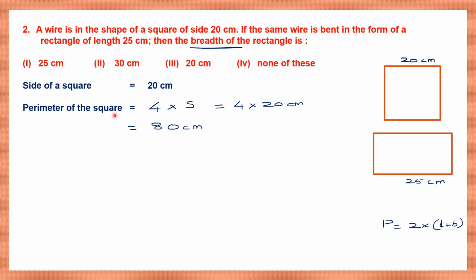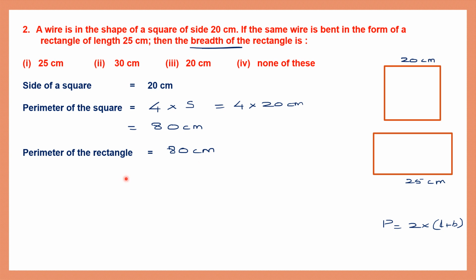Now the perimeter of the square is the same as the perimeter of the rectangle because the same wire has been used to form a rectangle. So the length of the wire is called the perimeter. So it's the same wire. So the perimeter is the same. So perimeter of a rectangle is also 80 centimeters. Because perimeter of the square and perimeter of the rectangle are the same, so it is 80 centimeters.